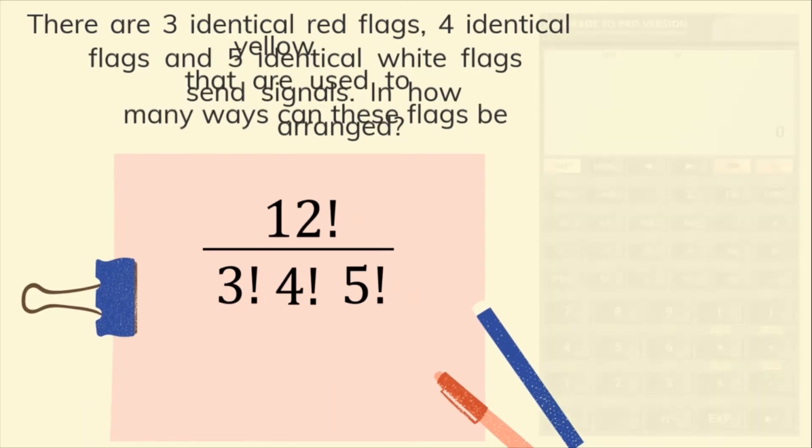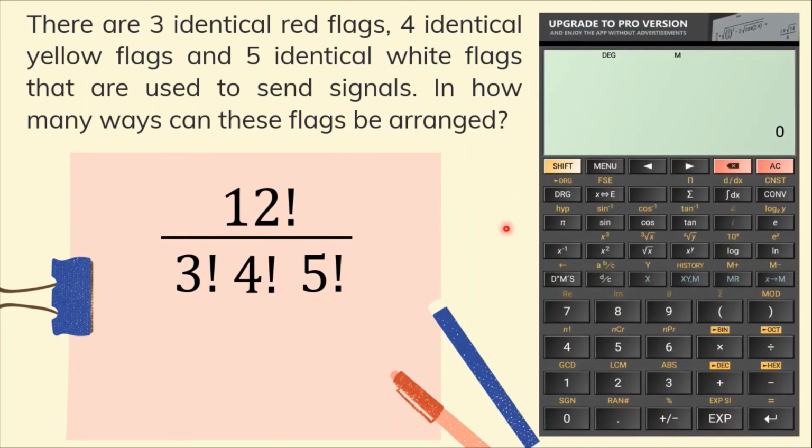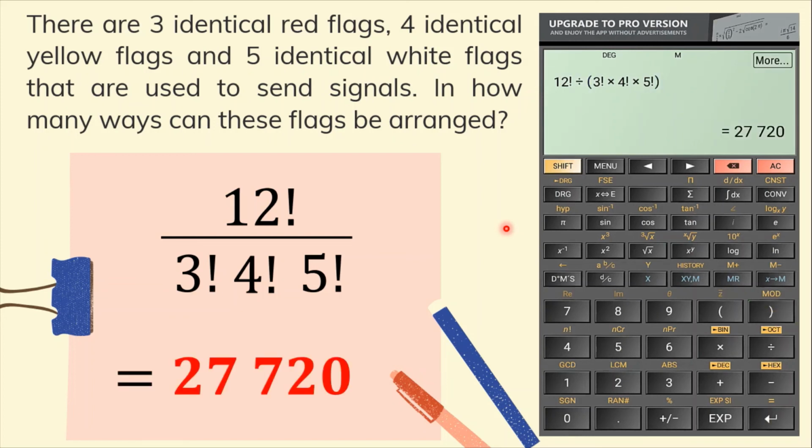Now, compute natin in our calculator. So we have 12 factorial divided by, then open and close parentheses, huwag kakalimutan, 3 factorial times 4 factorial times 5 factorial equals, so there are 27,720 ways of arranging these flags.